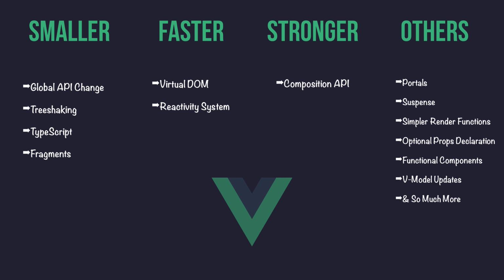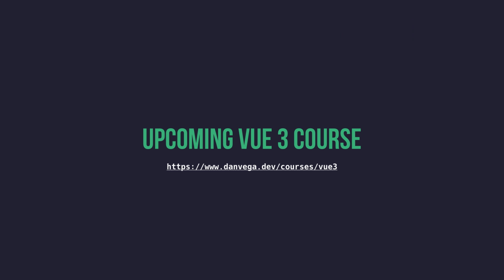Now, there are a whole lot of other features in Vue 3, things like portals and suspense, simpler render functions, optional props declarations, functional components, changes to v-model, and so much more. So what I would suggest is going through the RFCs that we pointed to earlier and really reading through those to get a good idea of what is coming.